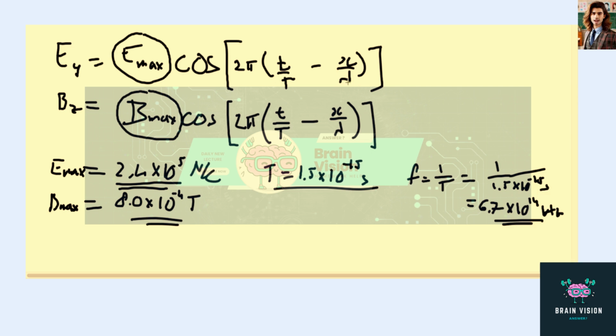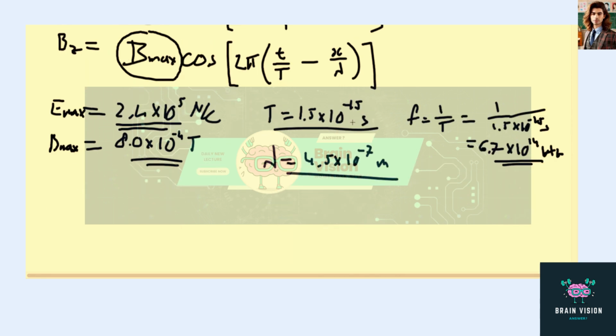Now, as I said, under the space modulation of the argument of the oscillating function or the periodic function sits the wavelength. So you can also just directly read off what the wavelength is, and this is 4.5 times 10 to the minus 7 meters. So that's the wavelength of the wave.